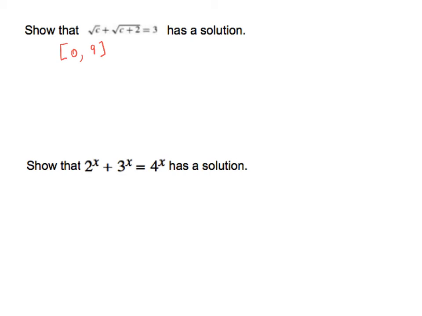I know that I'm continuous on that interval. I don't have any domain restrictions. I can show that square root of 0 plus square root of 0 plus 2 is equal to the square root of 2. And the square root of 9 plus the square root of 9 plus 2 is equal to 3 plus square root 11. And then I would just make the statement that 3 is greater than square root of 2, which is less than 3 plus square root of 11.